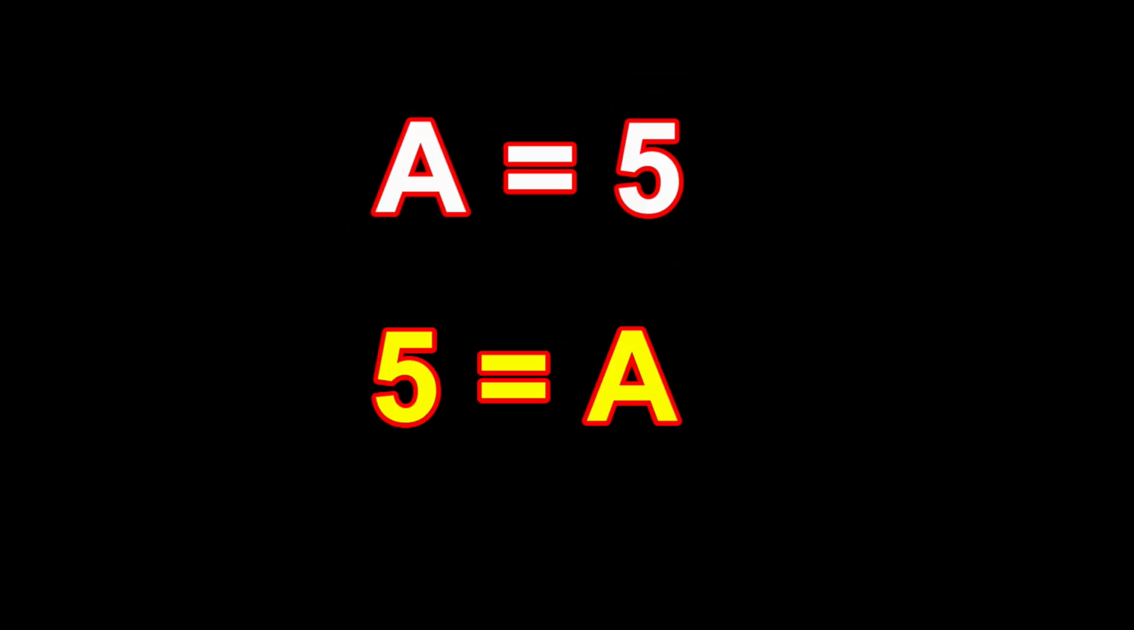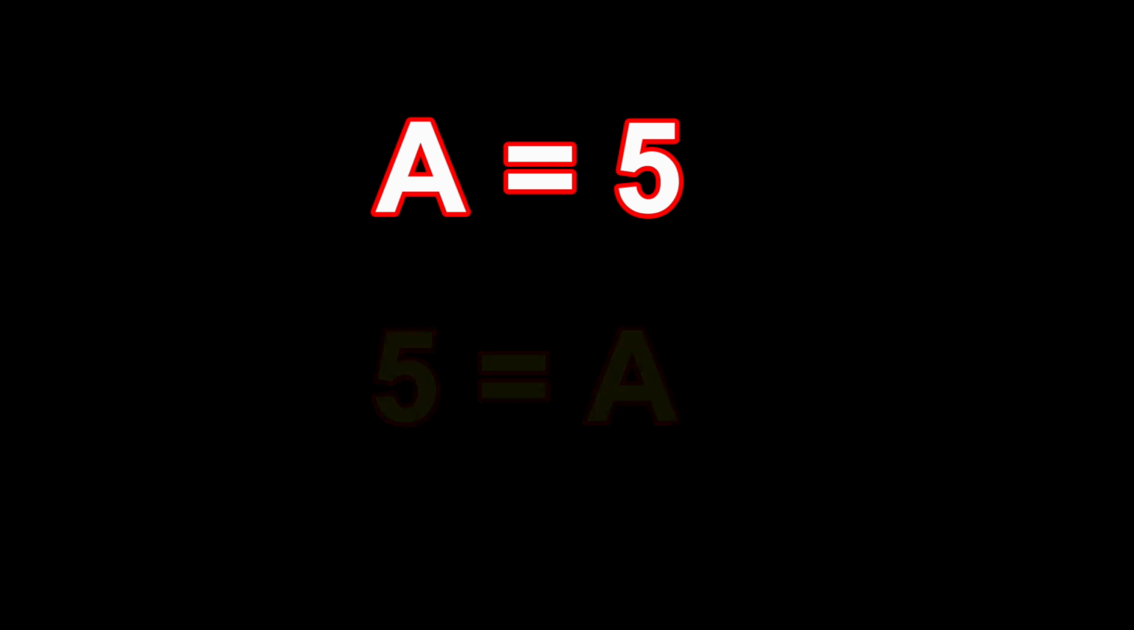In computer programming, equations have a very different meaning than equations in algebra. For example, in algebra, the following two equations mean the same thing. However, in programming, the computer will understand the first equation, but will give an error message if you attempt to write the second equation.